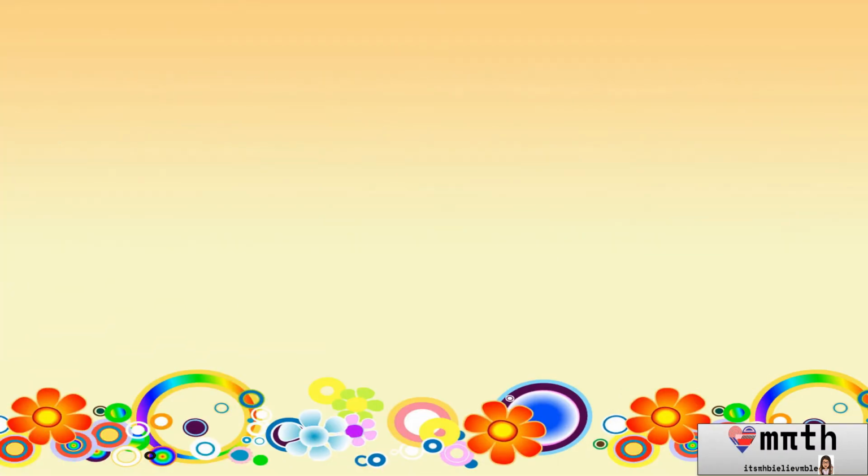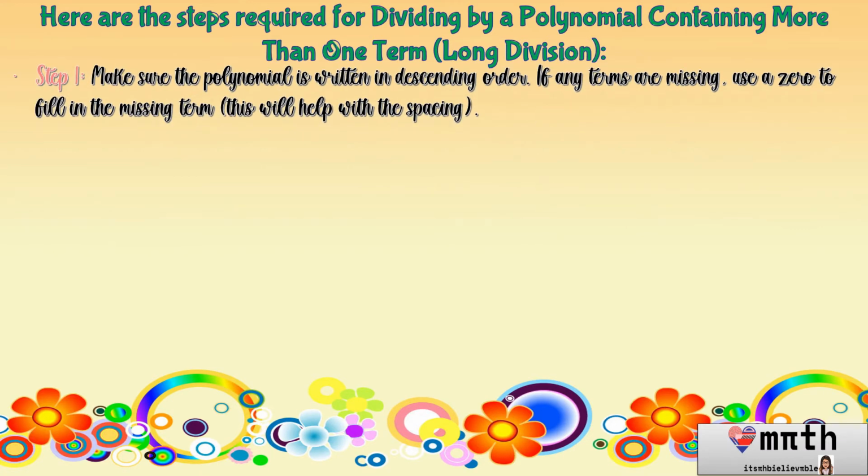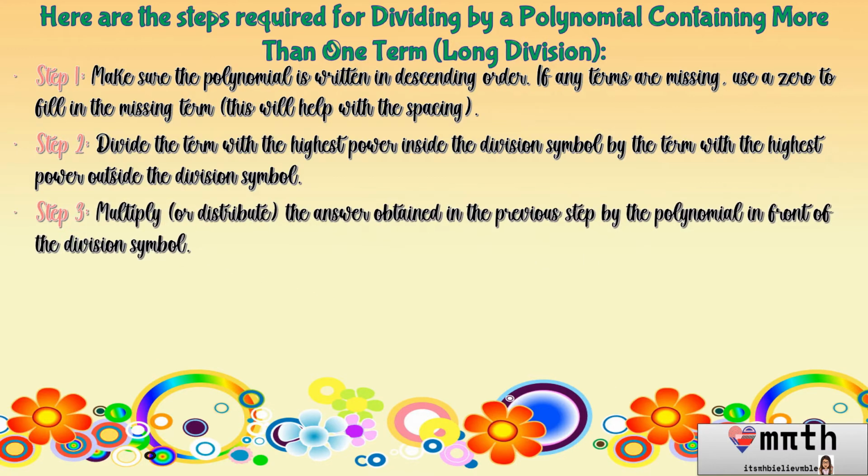And in order for us to perform the long division of polynomials, here are the steps required for dividing a polynomial containing more than one term. Step 1. Make sure the polynomial is written in descending order, or in other words, it must be in standard form. If any terms are missing, use a 0 to fill in the missing term. Step 2. Divide the term with the highest power inside the division symbol by the term with the highest power outside the division symbol.